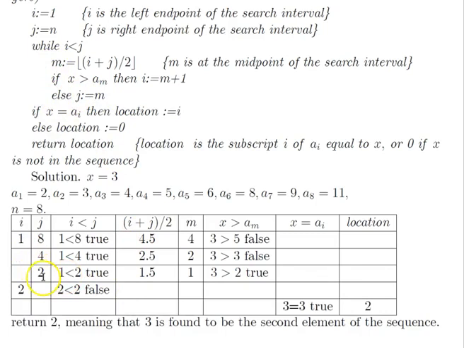i plus j divided by 2 is 1.5. The floor is 1. m takes value 1. Now this statement. x greater than a sub m. 3 greater than a sub 1. a sub 1 is 2. 3 greater than 2 is true.